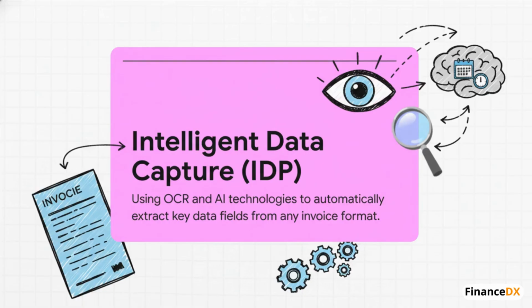Now think of it like this. OCR, that's kind of like the eyes of the system. It can read the text on an invoice. But AI is the brain. It doesn't just see the numbers, it actually understands what they mean. It knows, okay, this is the invoice issue date and that date is the due date. And that leap from just seeing the data to truly understanding it, that's what unlocks all this powerful automation.